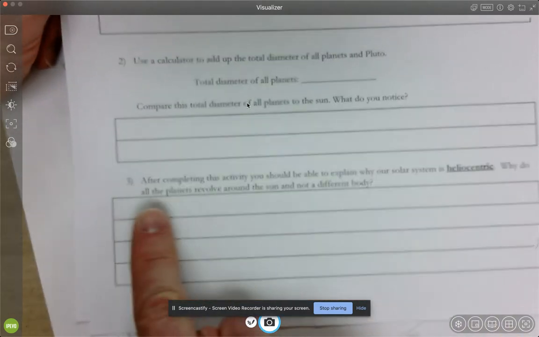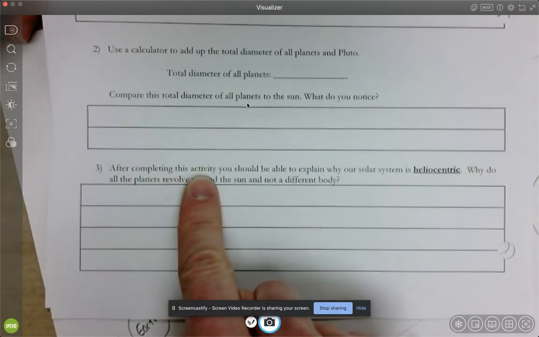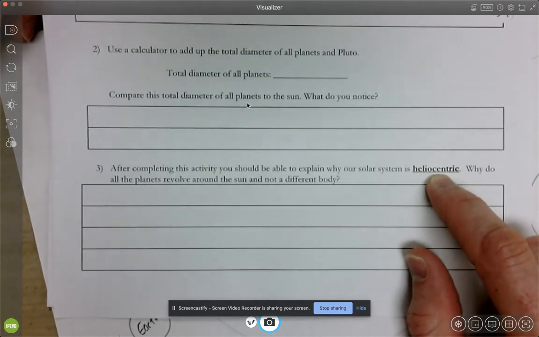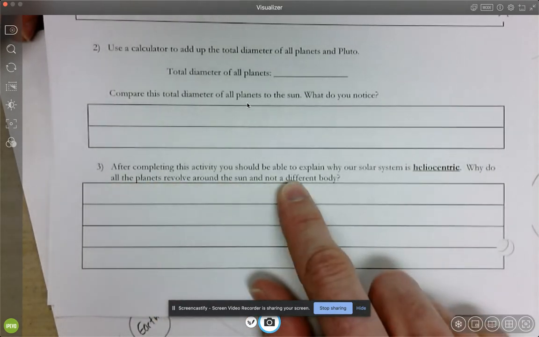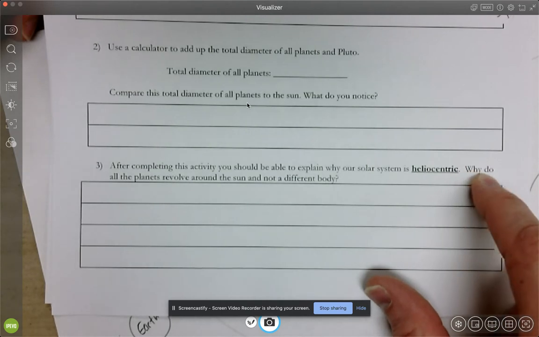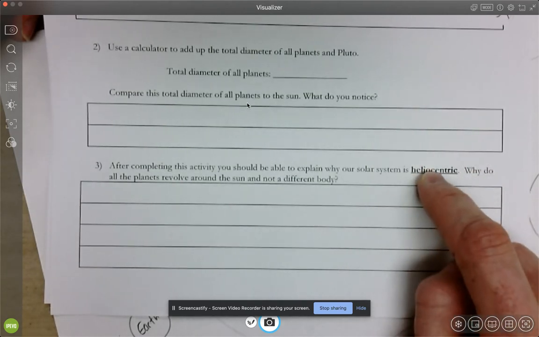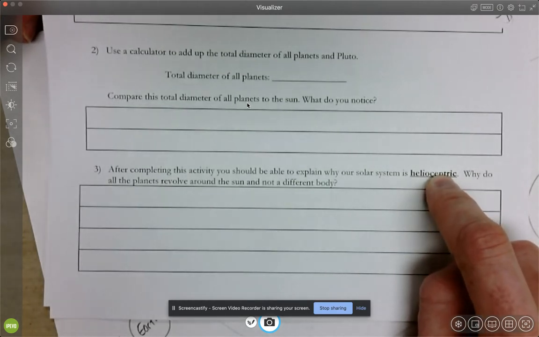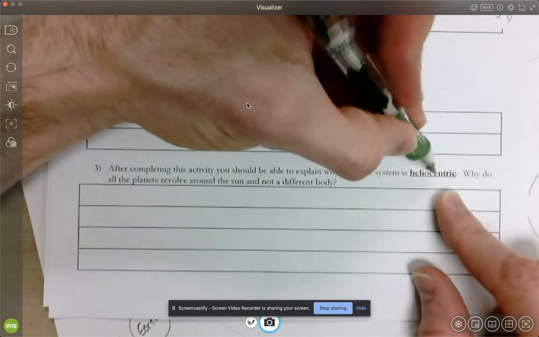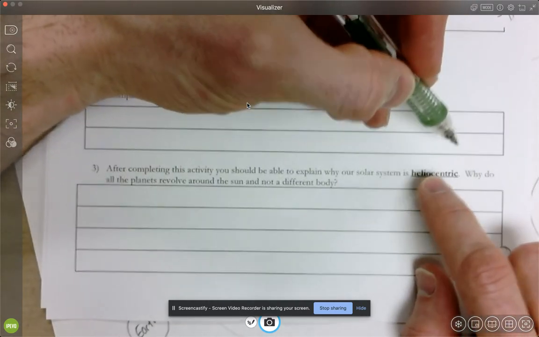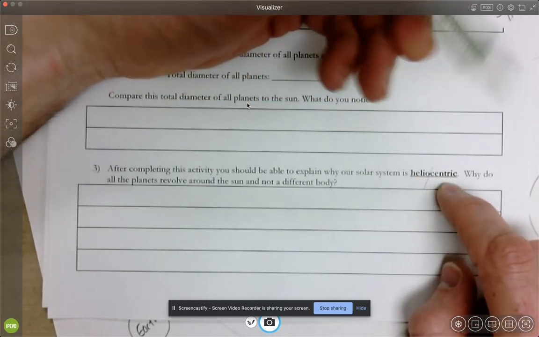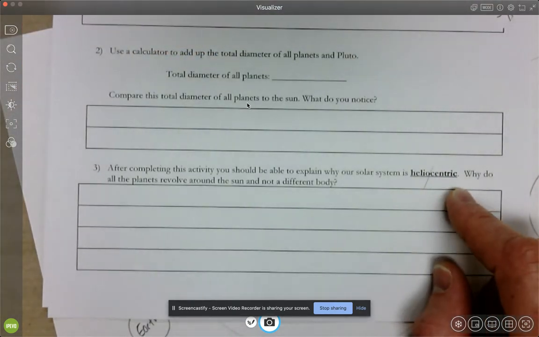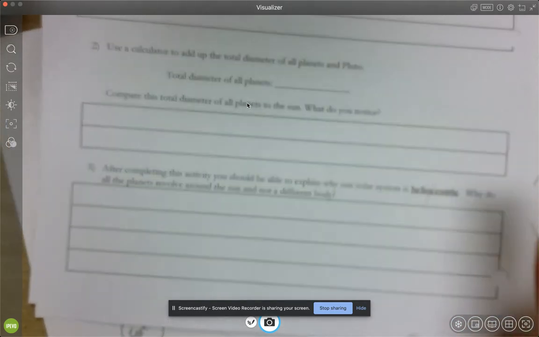And then what do you notice? Record that here. Number 3, after completing this activity, you should be able to explain why our solar system is heliocentric. Why do all the planets revolve around the sun and not a different body? So you get to make your own prediction there after you find out what heliocentric means. It's just an easy search. Search up heliocentric online. This word is easily broken up in 2 parts. Helio meaning sun, centric meaning, I think you can think about what the word centric means. So sun-centric, what does that mean? And then you're good to go.